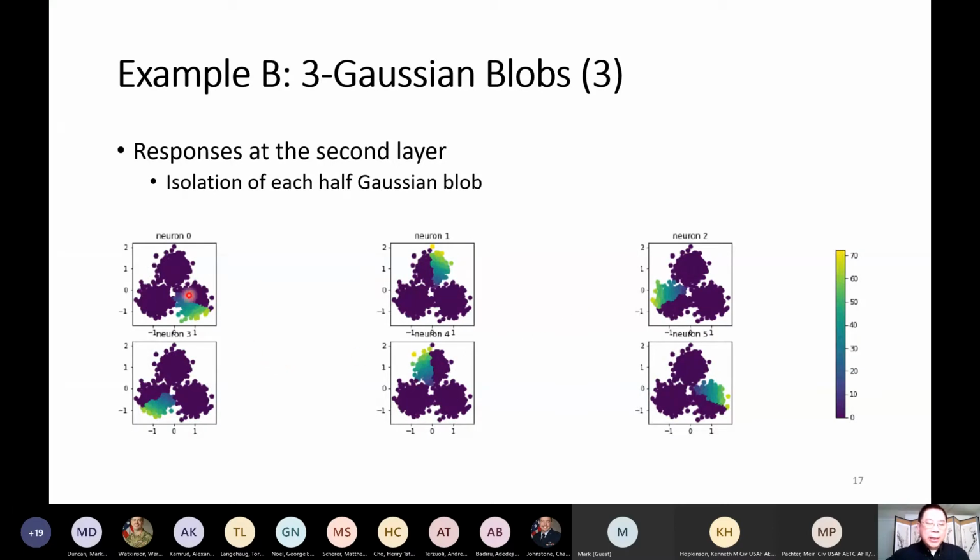But now, instead of isolating one Gaussian blob, we isolate half a Gaussian blob. So we are able to isolate this half Gaussian blob using 6 neurons, and the response. The other responses will be zeros. Okay, and then we can combine them together. For example, this and this, we combine to one class. This will be combined in another class. These two will be combined in the third class.